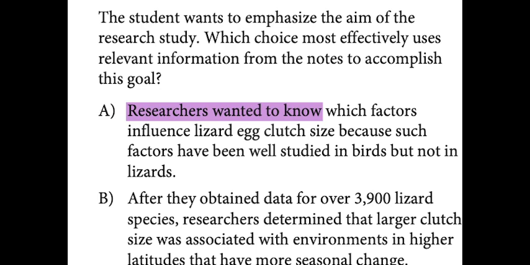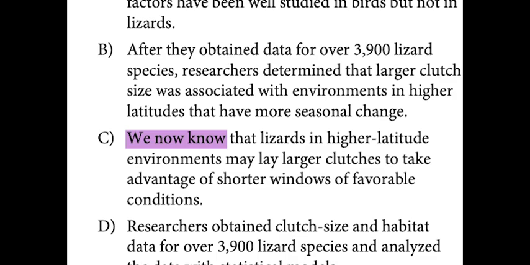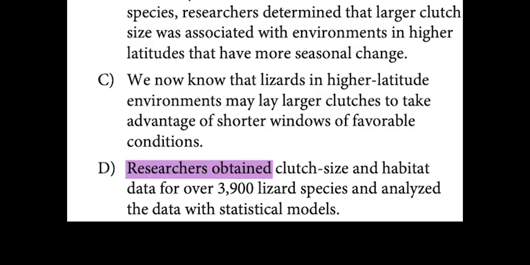Just to be sure though, let's see if we can rule out the other 3. B, after they obtain data, no, that's about results, not aim. C, we now know, done. This answer choice has the same problem. It's out. D, researchers obtained, we don't care what the researchers obtained. We only care what they were trying to learn before the study happened. So we have it, the answer is indeed A.